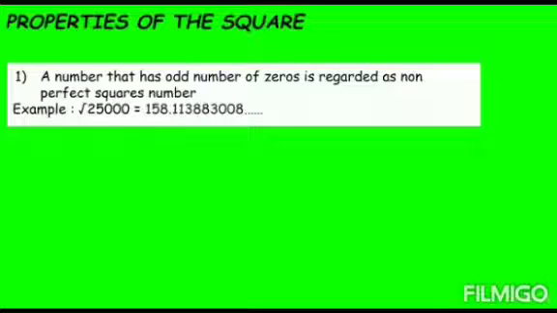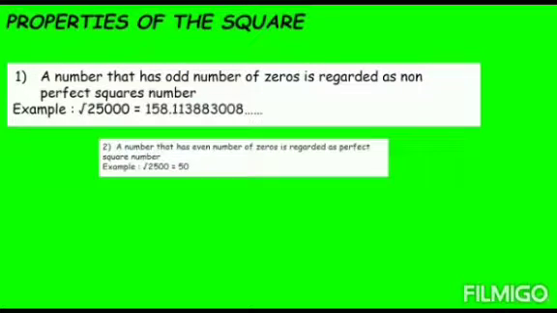158.1138830008. Oh, sorry, I didn't explain what a square root is. The square root of a number is the number which produces that quantity when multiplied by itself. I will explain this in the next video. Now, let's get into the topic. Therefore, 25,000 is not a perfect square because the number does not end and keeps on going. Hence, this condition is proved.